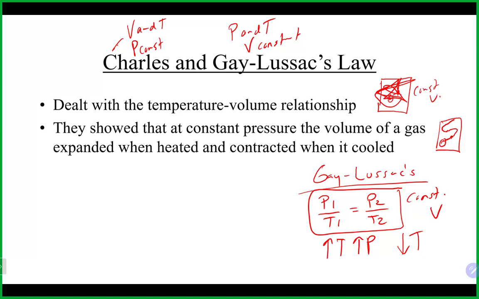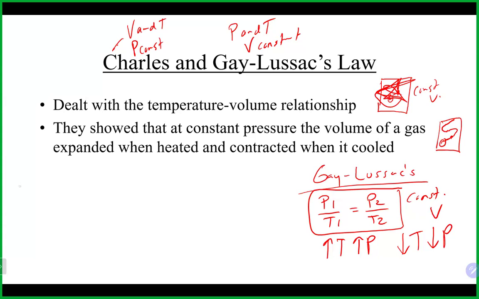And because it has less collisions, we would actually see the pressure start to decrease. So in the Gay-Lussac situation, because the volume doesn't move, the temperature plays a really big role in terms of the pressure. As you increase the temperature, the pressure increases. As you decrease the temperature, the pressure decreases. First off, any questions on that there?